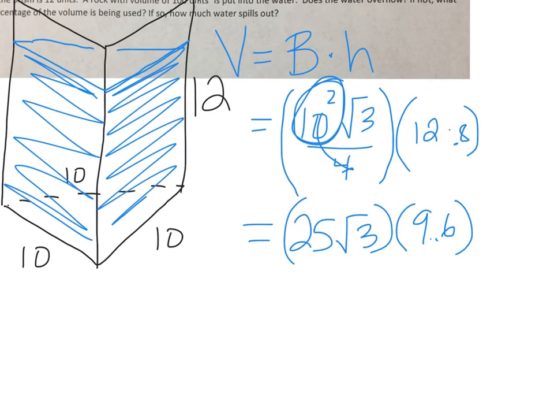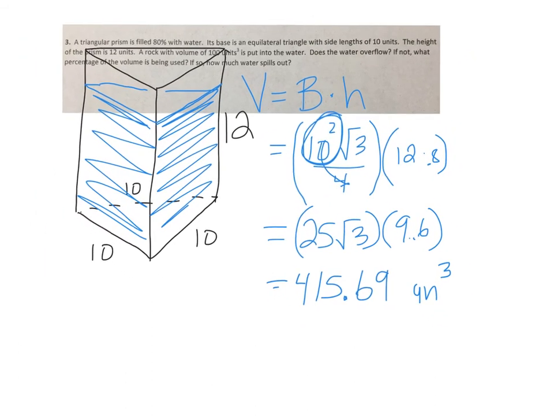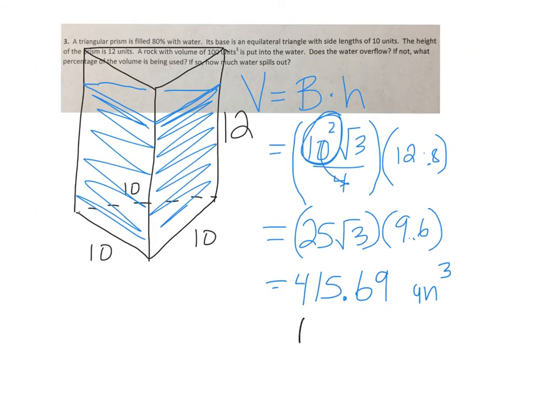Okay, so how much water is in there? I'm going to multiply that by 25 roots of 3, and I have 415.69 cubic units of water. Okay, and what it says happens is that I add a 100 cubic unit rock to this. So imagine putting a rock in here, and as we all know from physics, when you add an object into water, the level of the water rises. So now the water should be a little bit higher.